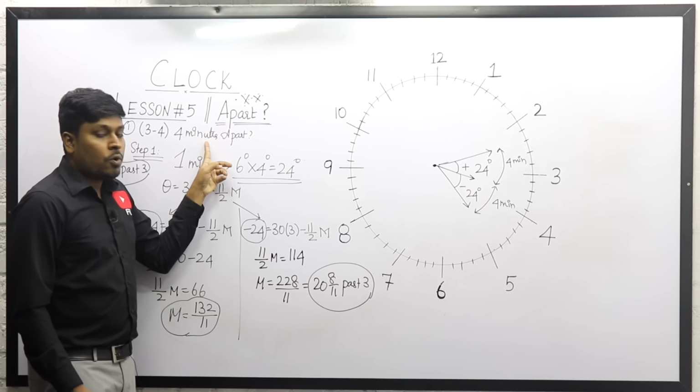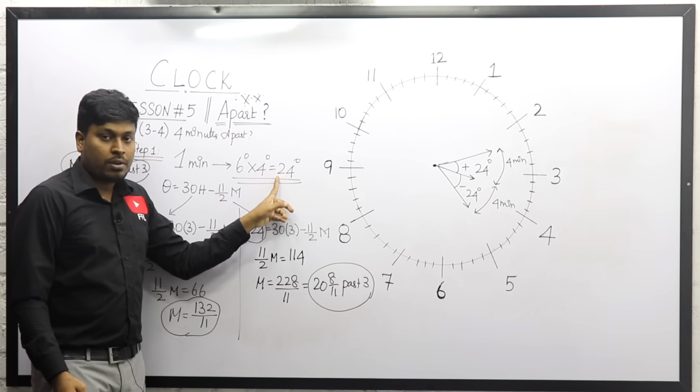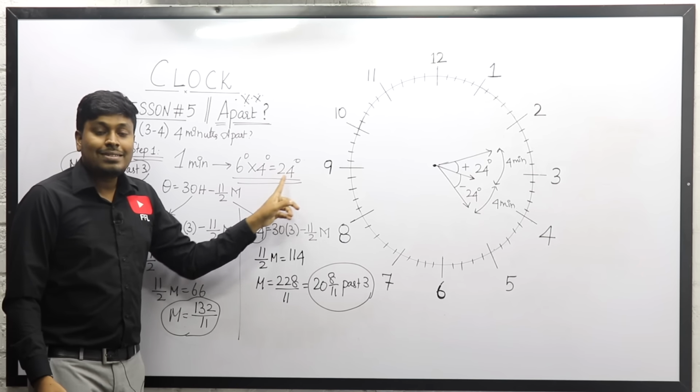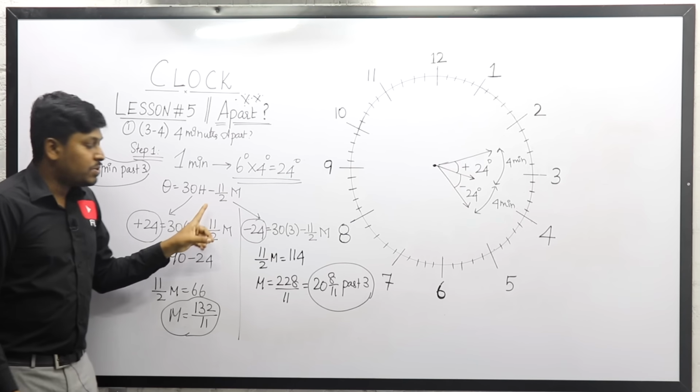We already know how many minutes apart it is. If it is 4 minutes apart, multiply by 4 so that we are able to find the angle between the hour hand and the minute hand. After finding it, substitute in the formula.